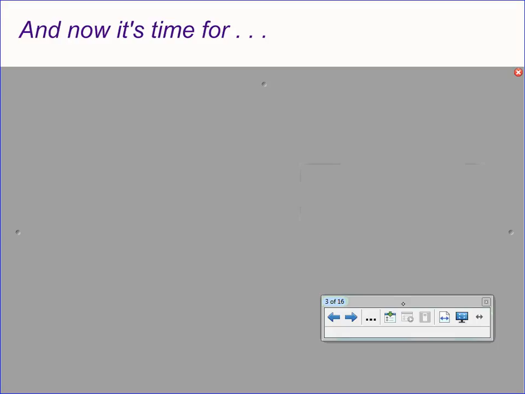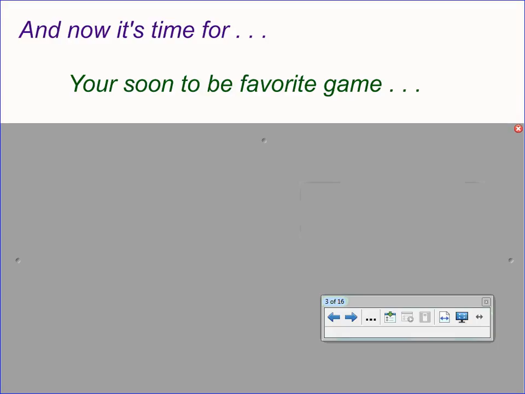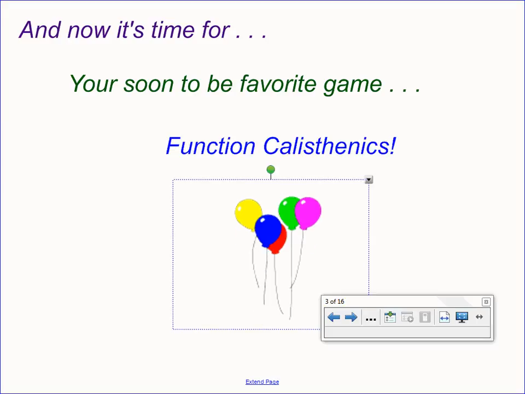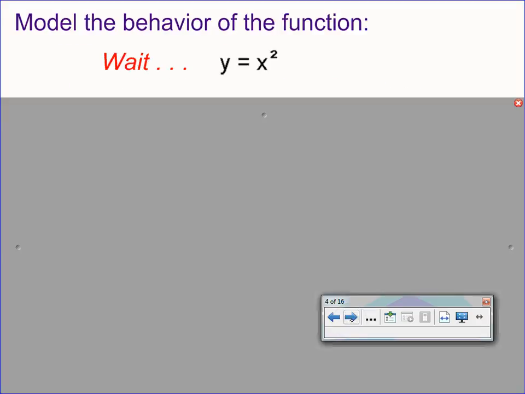Okay, and now it's time for your soon-to-be favorite game. No, Brayden, no. Function calisthenics. Oh, function calisthenics. So I'm excited about that. Let's go ahead and everybody, we're going to get up around the room and we're going to make one great big circle around the perimeter, and you're going to have to get close to me.